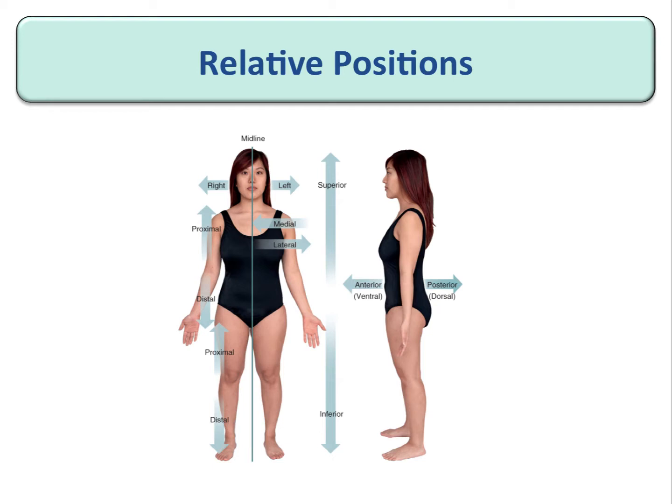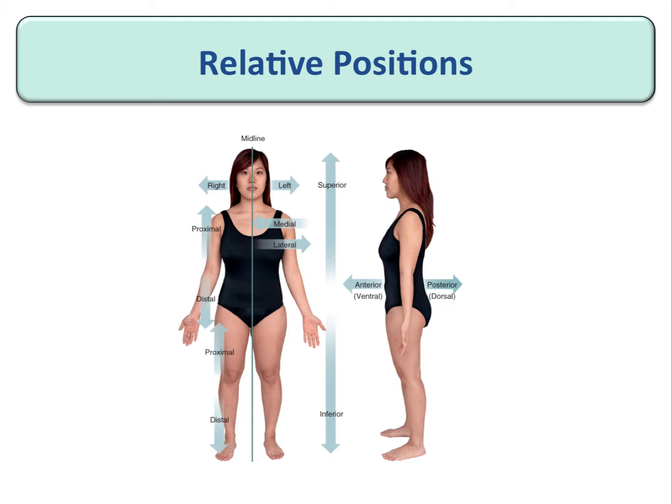A proximal relative position is closer to the point of attachment or to another referenced body part, whereas distal refers to one further away from the point of attachment or another referenced body part. Not shown here is the term superficial, which refers to something near to the surface. Deep refers to something more internal, further away from the surface and closer to the inside core of the body.